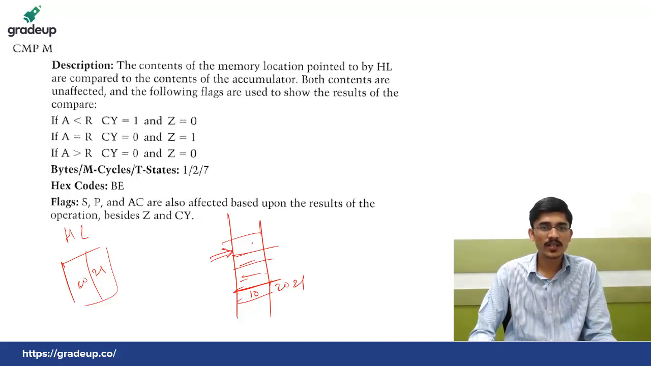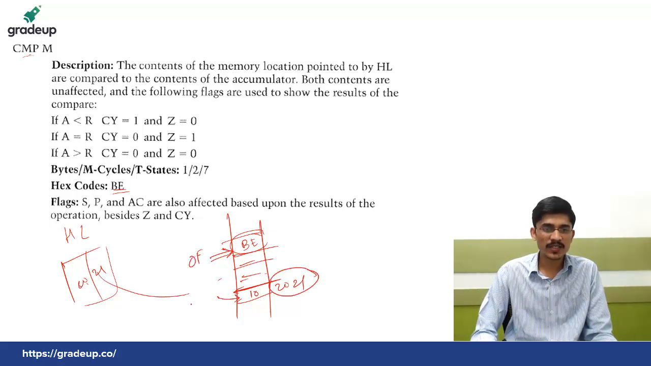Your pointer is now here. Here it has come over BE. So from BE, the microprocessor has understood compare M. So what it will do is go to the memory location 2020 and read the data. So here it is opcode fetch as well as memory read. 4, 3, 7 T states will be required.